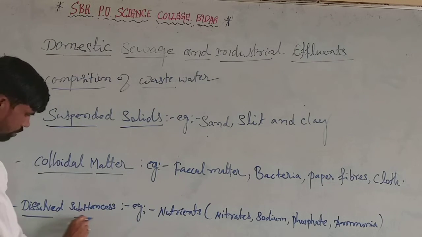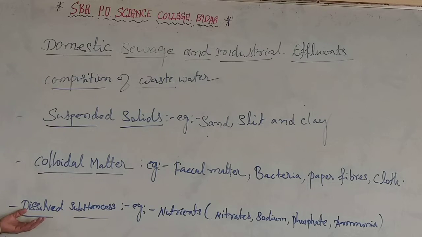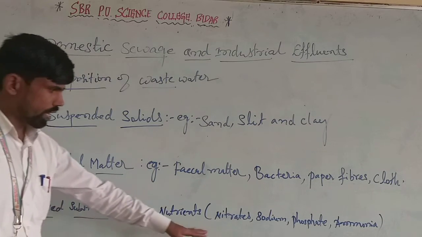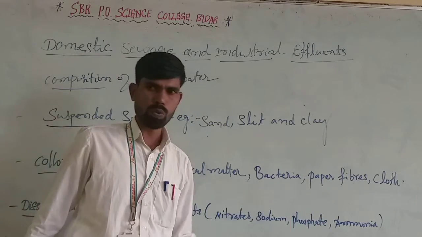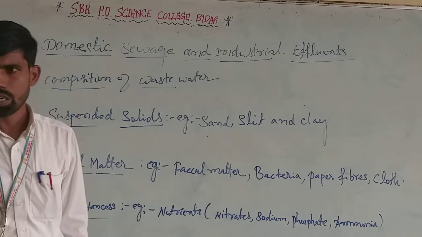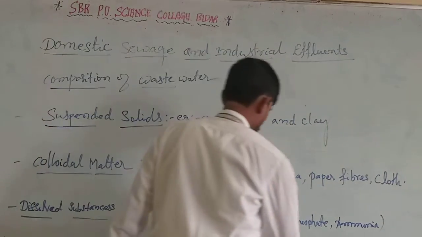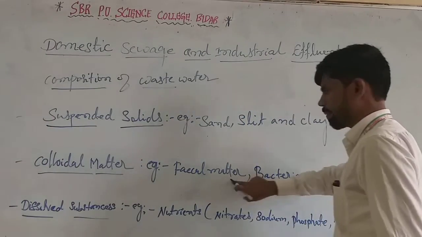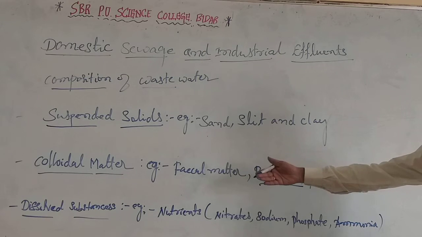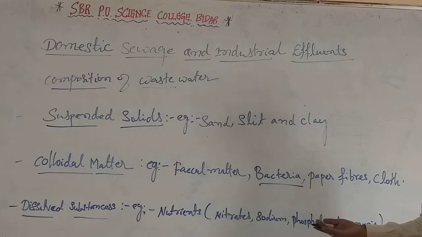So dissolved substances, what did you understand by dissolved substances? They are the nutrients, like nitrate, sodium, phosphate, ammonia. They are present. Now we'll see what the function of bacteria is. So bacteria, these are the organic matters. Organic means that they originated from living things. So they call it organic matter.